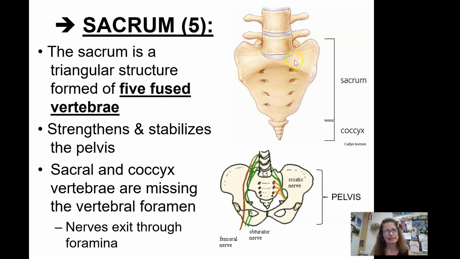Think of them like cake layers. Here's one layer of the cake, 1, 2, 3, 4, 5. Use these holes to separate it. So there are 5 fused vertebrae, and its big job is stabilizing the pelvis.